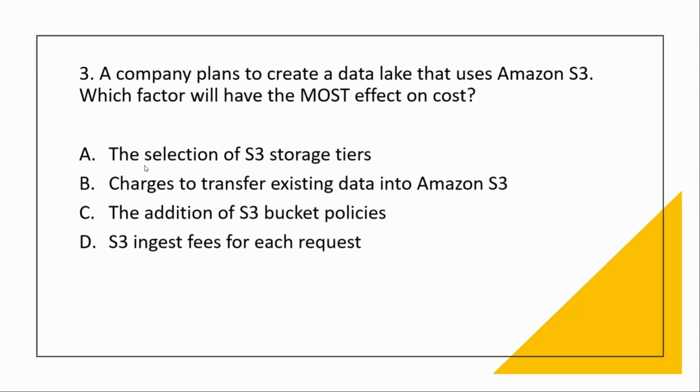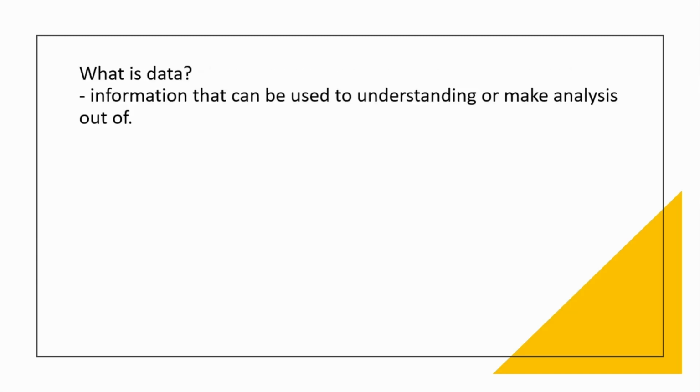Okay, so selection of S3 storage tiers, yes, it matters on the basis of cost. Charges to transfer existing data into S3, no. Addition of S3 bucket policies, no. Ingest fees for each request, no. So the correct answer for this is selection of S3 storage tiers. Coming to storage tiers, you have S3 divided into intelligent tiers, standard storage, infrequent access. Just go through all the storage tiers to understand things. Okay. So the correct answer to this is selection of S3 storage tiers. But before that, I would also like to explain what a data lake is, because it's a new pointer as of now.